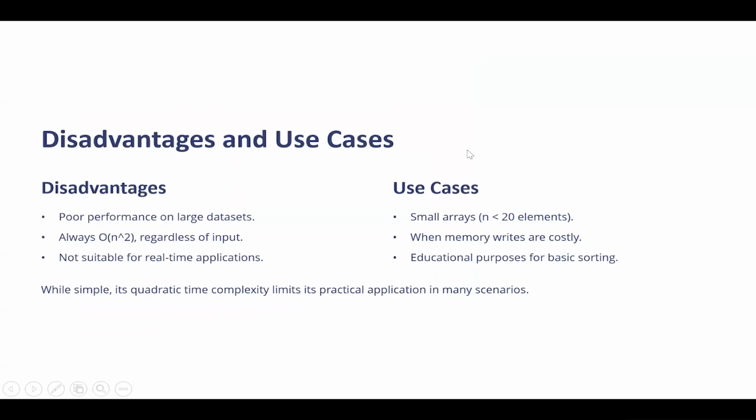So if we are talking about the disadvantages, it has poor performance on large data sets. If we have thousands and lakhs of elements, then it will show poor performance. Always order of n square. Regardless of the input, whether it is a best case or worst case, it is always going to give you order of n square. So that is another disadvantage. It is not suitable for real-time applications because it takes so much time, as the time complexity is order of n square.